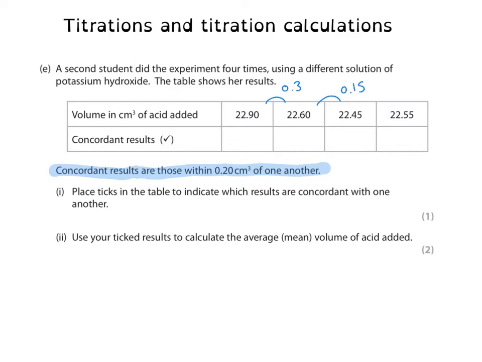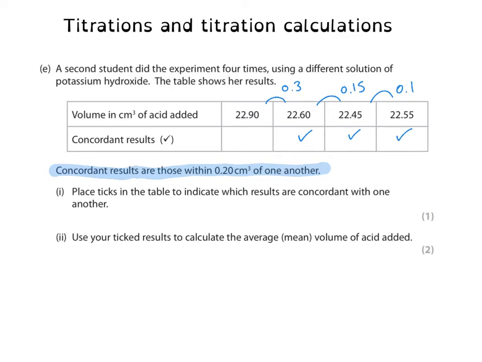And then if I compare the difference between 22.45 and 22.55, they are 0.1 away from each other, and also 22.55 is only 0.05 from 22.6. So all 3 of these readings are less than 0.2 centimetres cubed between them. So it can be up to 0.2. What they won't do is give you 3 results which are 0.2, but then one of them is like 0.4 from the other. They won't do that, so don't worry about that. It will be fairly obvious.